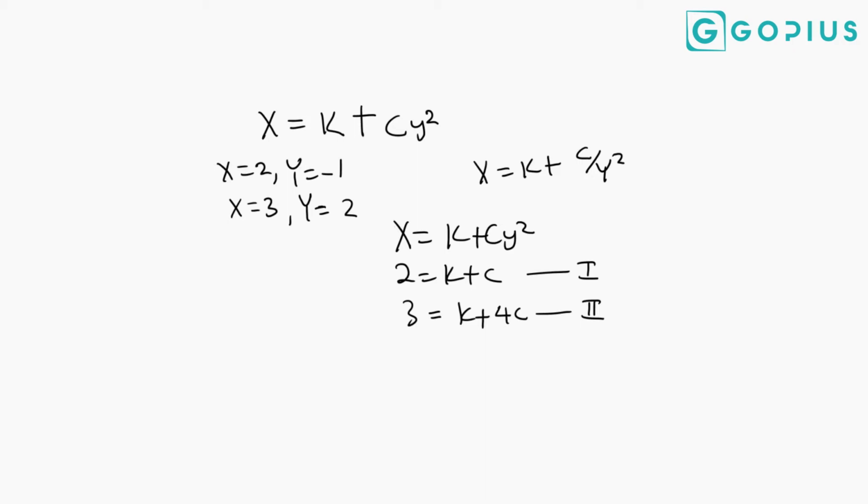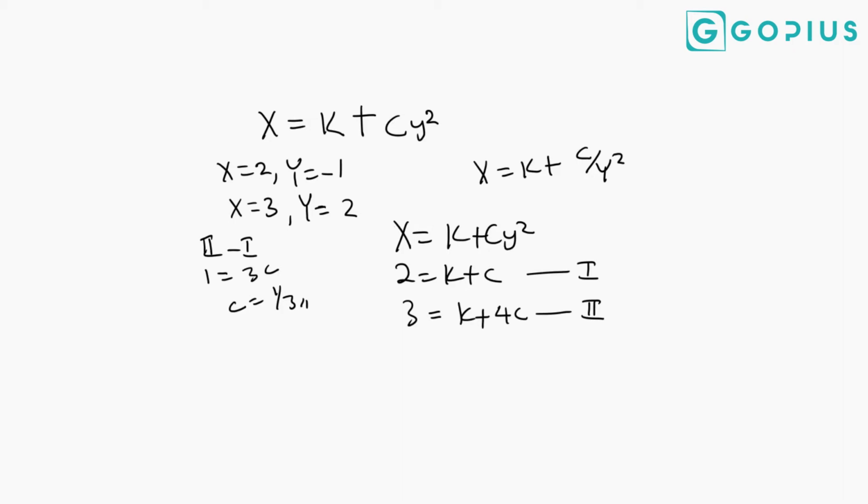Alright, so if we quickly solve this, we can say equation 2 minus equation 1. So left hand side, 3 minus 2 will give us 1. I'm using the elimination method now. Now k minus k is gone, and 4c minus c will give us 3c. And if we make c the subject, we have 1 over 3. That's the value for that constant c. We can substitute c as 1 over 3 into any of the equations so that we can find k.